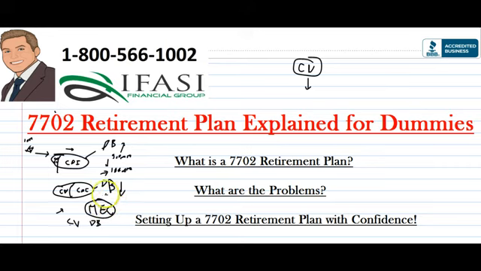So the reason you want to set up a 7702 retirement plan in the first place is because you want to make sure that you're growing this money as much as possible in a tax-free manner. You're honing in on taxes, making sure that all the money you're placing aside is maximized and growing in an account that's growing tax-free.